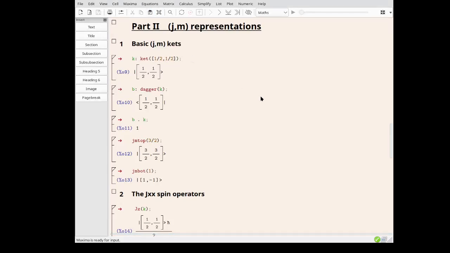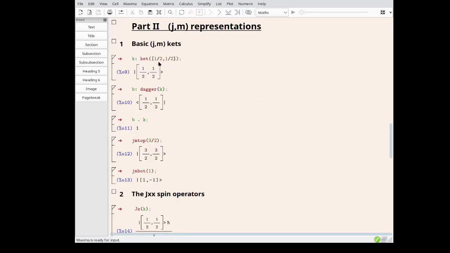For the second part of the tutorial, let's consider the JM representation of states. Any particle that has an intrinsic spin can be represented in terms of the JM representation, where J is the total spin of the particle and M is the Z projection.